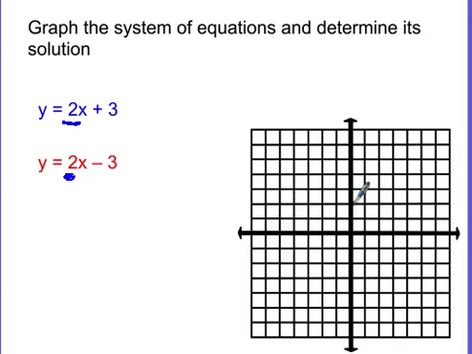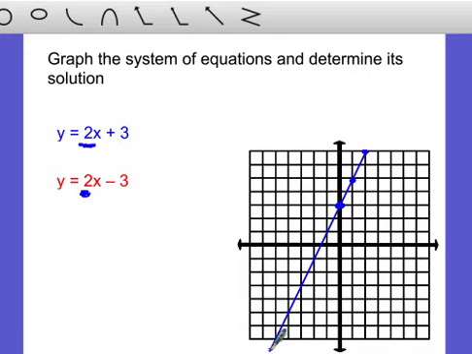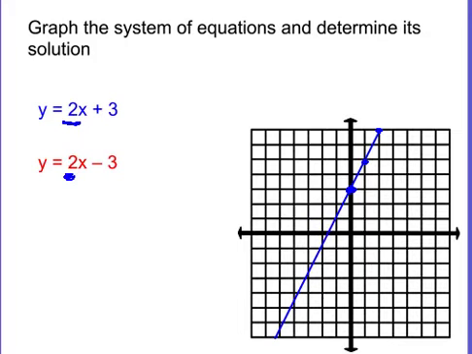2x plus 3, so up 3 right there. Up 2 over 1. Okay, and then we've got 2x minus 3, so minus 3 right here. Go down to left 1.